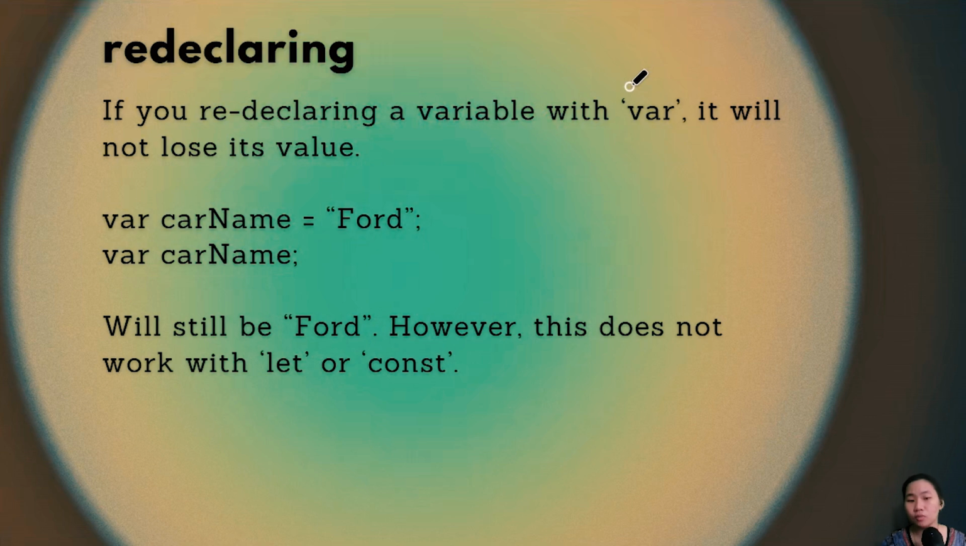Var, it's more forgiving. So I have an example, var car name equals to Ford. And if I redeclare it again with car name, it is still going to be Ford if I print this out. Okay, however, if it's let or const, you're going to have a different value altogether, or you may have some errors that go with it.